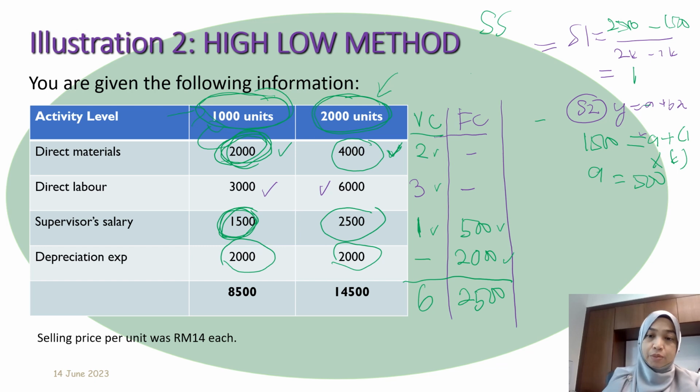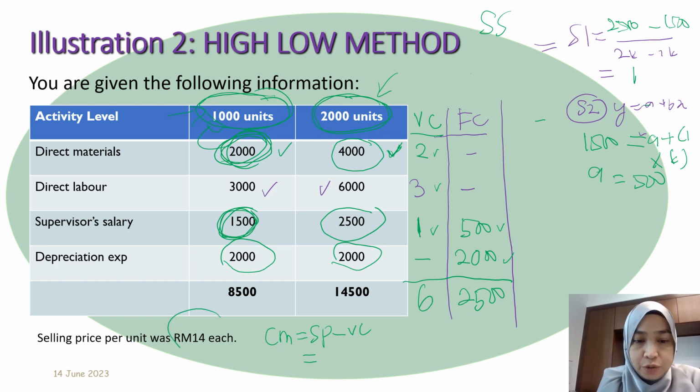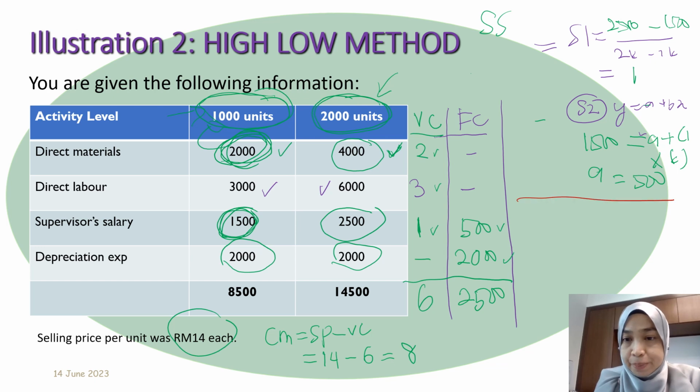Okay, now you can calculate the break-even point. Okay, first calculate the contribution margin. Contribution margin per unit is selling price minus variable cost. Selling price is 14 ringgit minus variable cost 6 ringgit. Therefore, contribution margin per unit is 8 ringgit. Okay, and then the break-even point. Your break-even point in units is total fixed cost divided by contribution margin per unit. So your total fixed cost is 2500. Okay, contribution margin per unit is 8 ringgit.